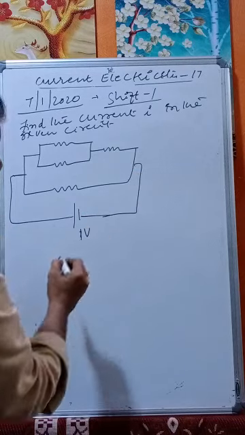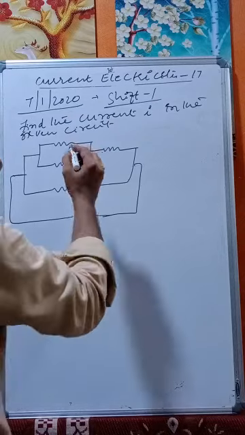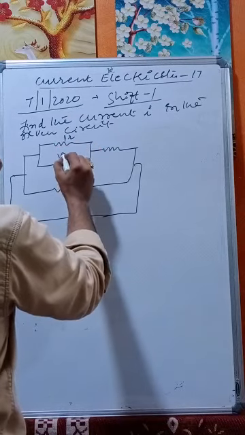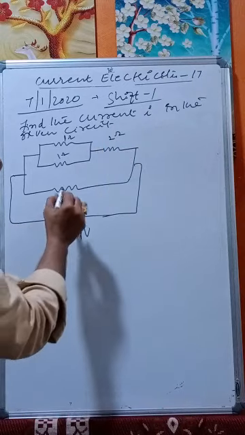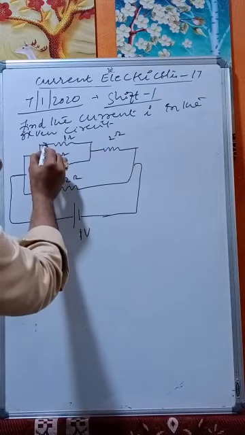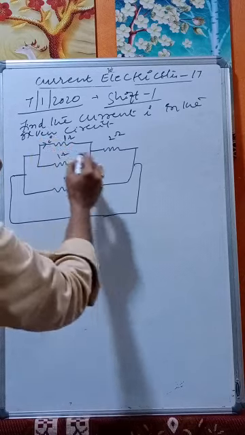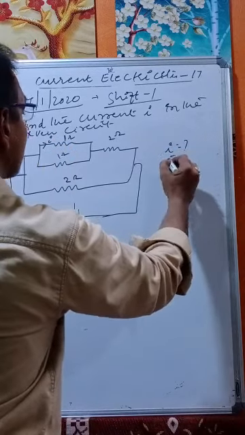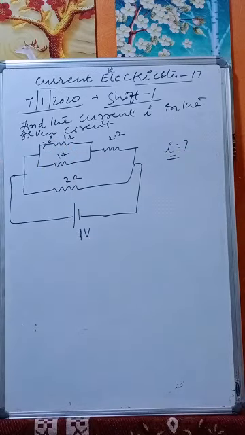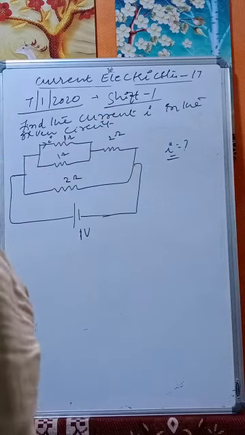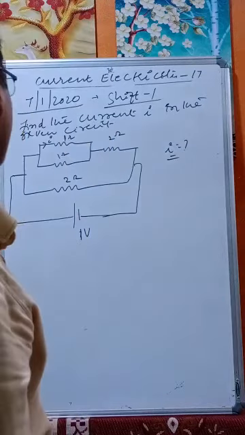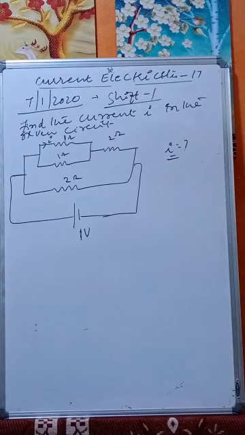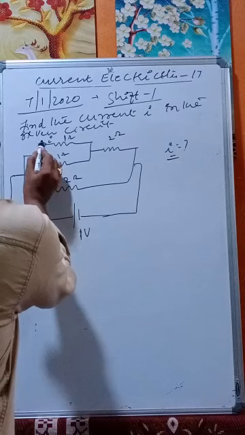This is 1 volt. This is 1 volt. This is 1 ohm. This is 1 ohm. This is 2 ohms. And this is 2 ohms. Calculate the current I. What is the current I asked you to calculate? This is the given problem in the 7 January 2020 shift 1 paper. This costs 4 marks. Very simple problem. So you have to calculate this current I.